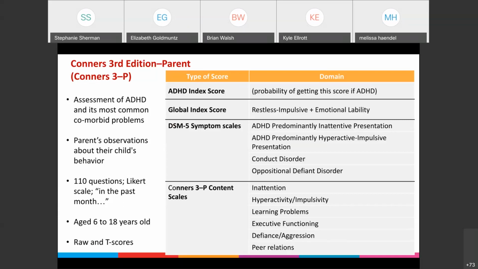So again, subsets of these questions pertain to specific executive function, defiance, aggression, that type of thing. So what do we do with all these data? Can I have the next slide, please?